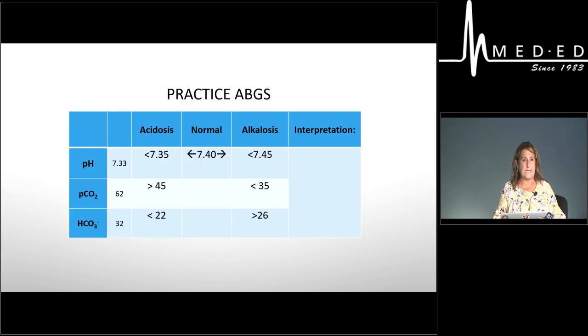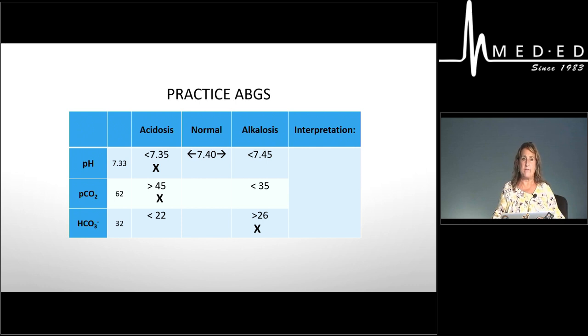So, more practice ABGs. The pH is 7.33. These are just going to give you a chance to run through them. I'm not going to ask you why they might have been caused, but just do interpretation. So 7.33, acidotic. PCO2 of 62 is acidotic. And the bicarb level is 32, which is alkalotic.